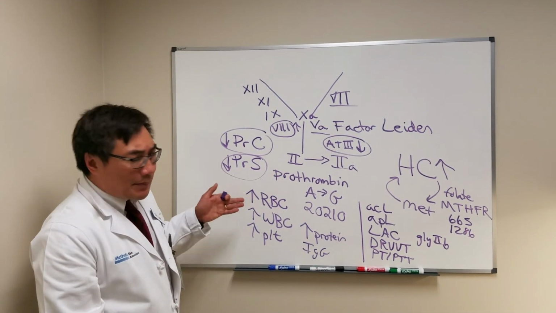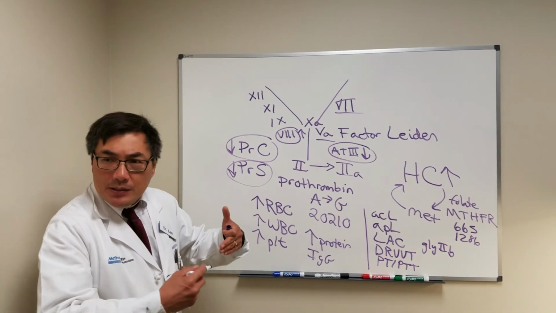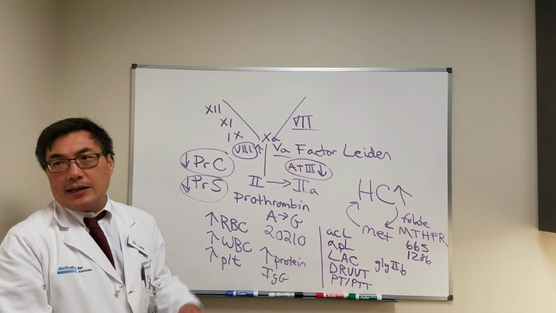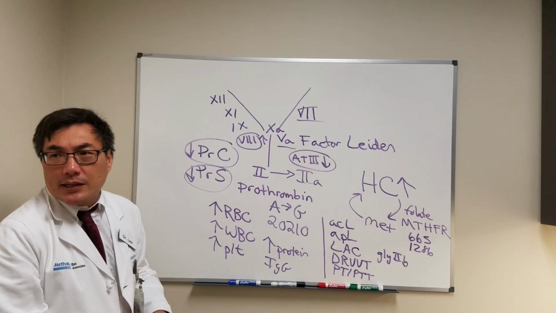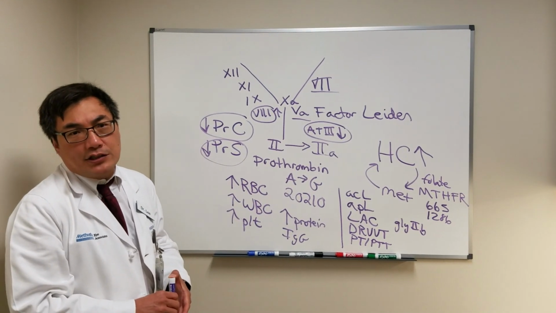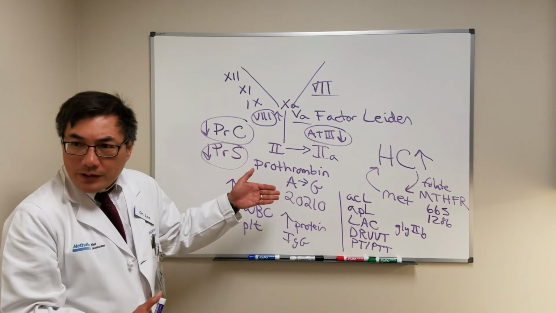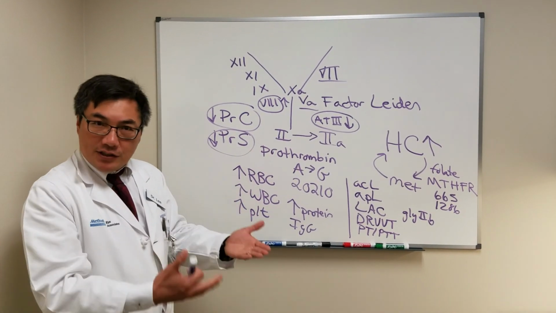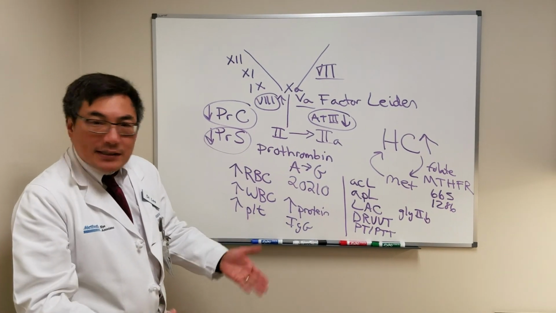So on the hyperviscosity side, we're going to be doing CBC and serum protein electrophoresis and testing for the lupus anticoagulant. So in any patient who has a thrombosis and is young, think about the hypercoagulable state, the coagulation pathway, and hyperviscosity, deficiencies, excesses, and mutations.